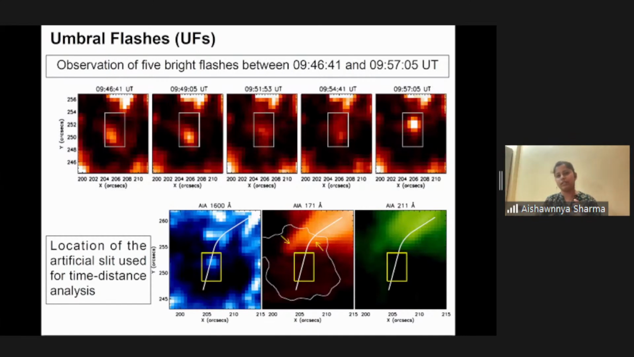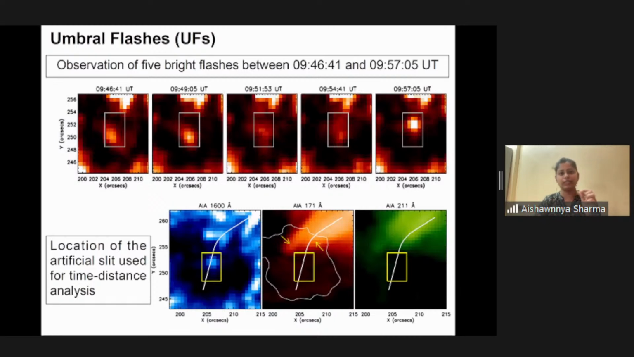So in this study, basically, we are trying to study umbral flash oscillations, umbral waves, and these upper atmospheric coronal waves. Mainly, we are trying to study whether the presence of one oscillation or one wave mode affects the propagation of the other wave mode. That was our objective in this study.